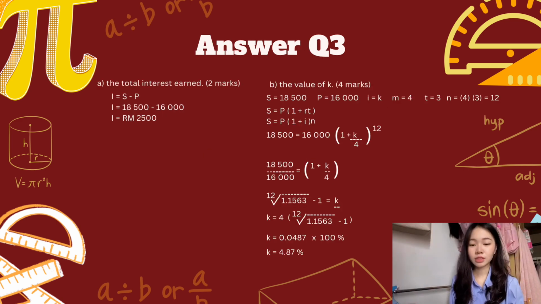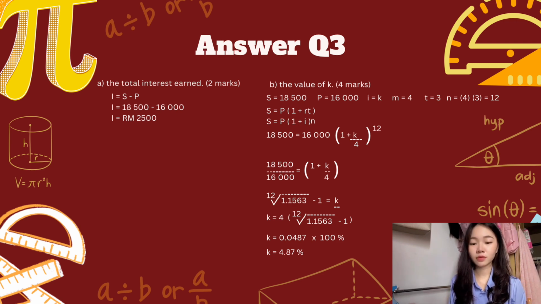Question 3. Rudy deposits 16,000 in an account at K% compounded every 3 months. After 3 years, the amount is 18,500. Determine for A the total interest earned. We need to follow the formula where I equals S minus P. I for compound interest, S for compound amount, and P for original principal. So here we know that S is 18,500 and P is 16,000. Then we can get the answer where 18,500 minus 16,000, so the answer is 2,500.